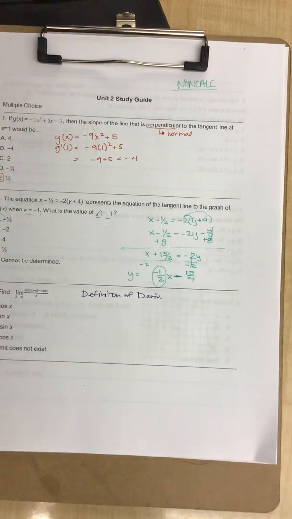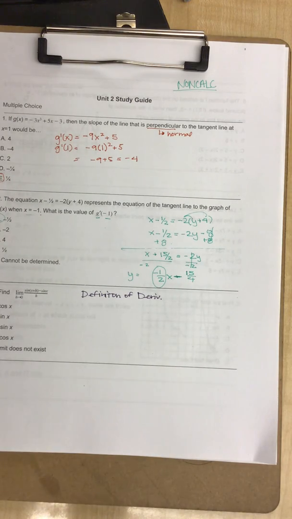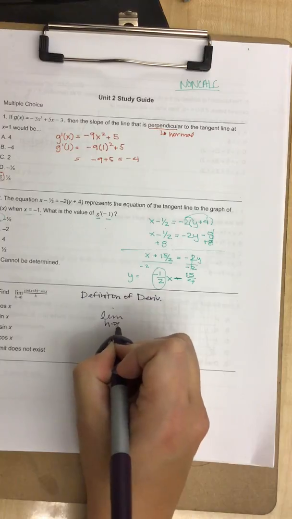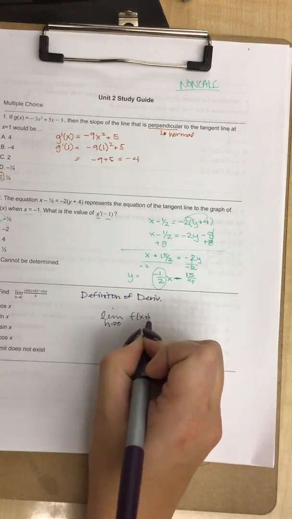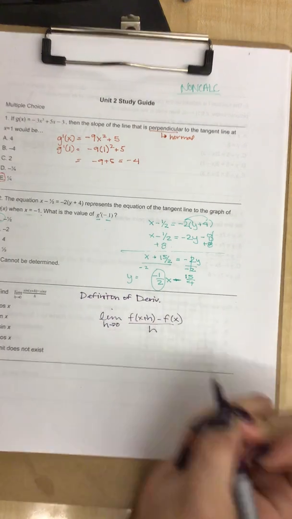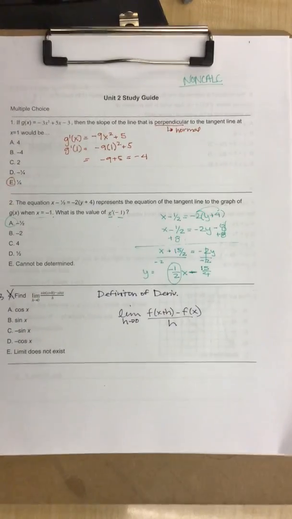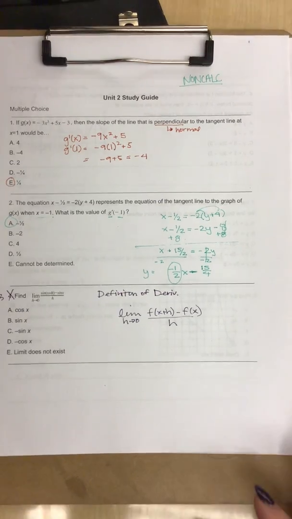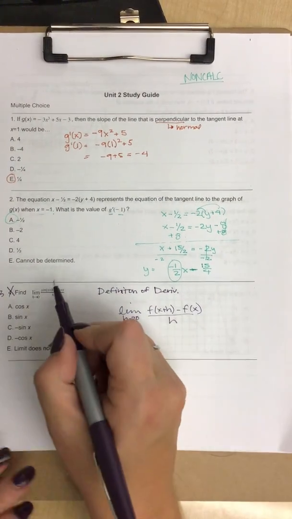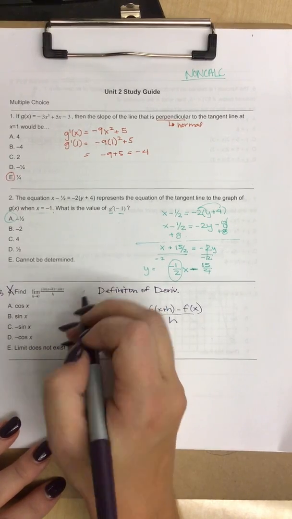So definition of derivative, as hopefully you recall, is the limit as h approaches 0 of f of x plus h minus f of x all over h. Okay, that's the definition of derivative that we learned before we learned some shortcuts. So that means that you're really just looking for what f of x is.